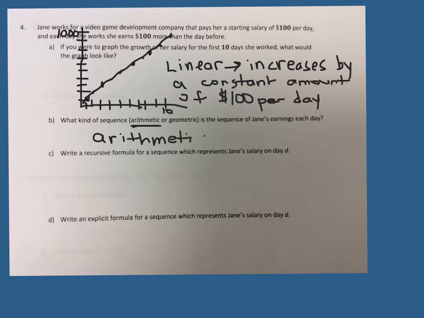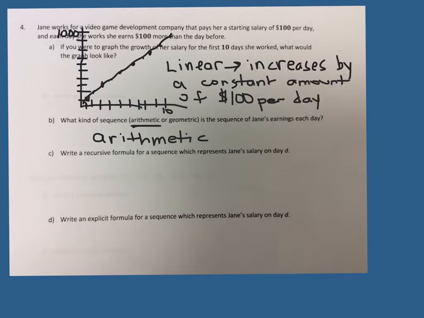So that's arithmetic. Okay, now part C says to write a recursive formula for a sequence which represents Jane's salary on day D. All right, so we know for recursive, we need an a sub 1 as well as an a sub n, right? We need kind of two separate little equations there.